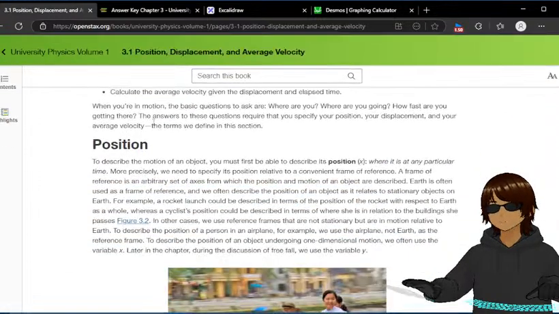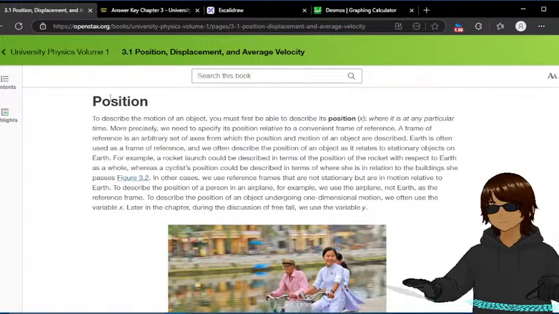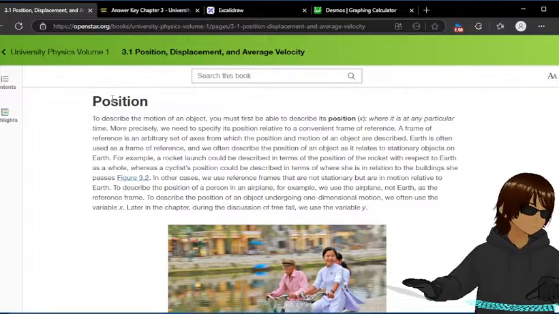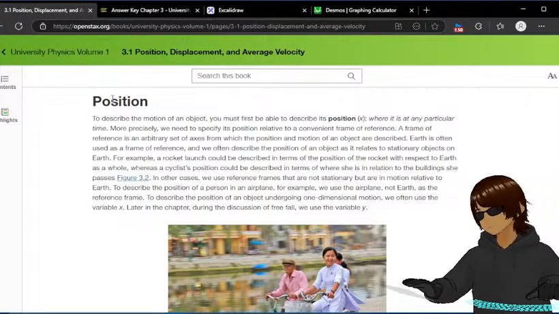Position, displacement, and average velocity. Hold on. Sorry, I'm just checking something.